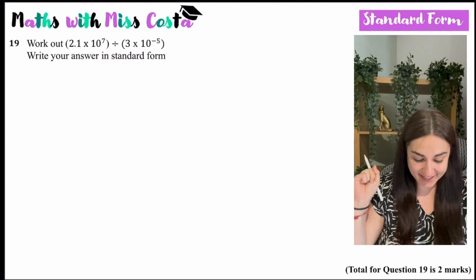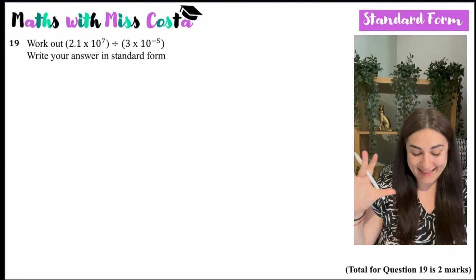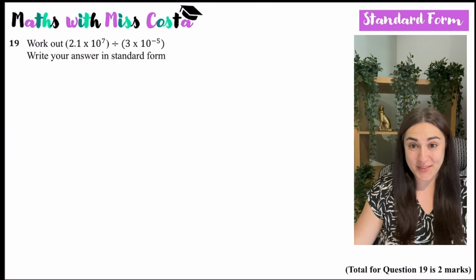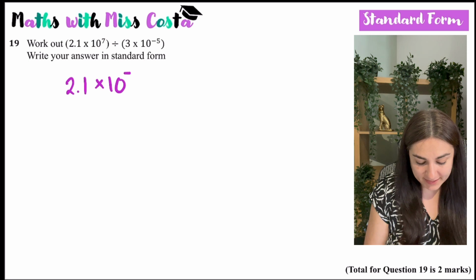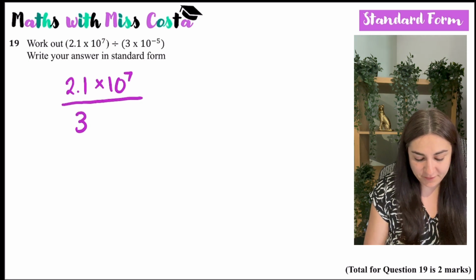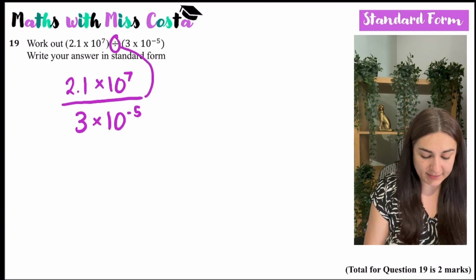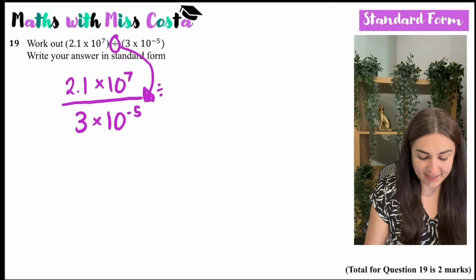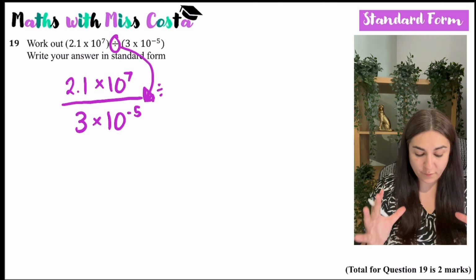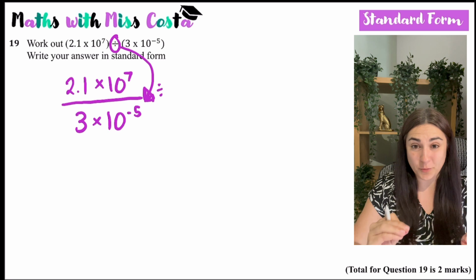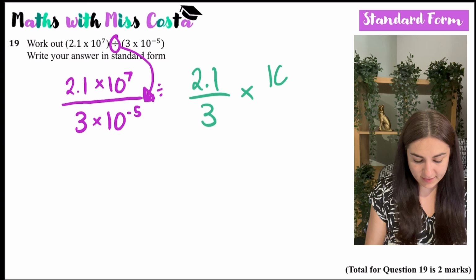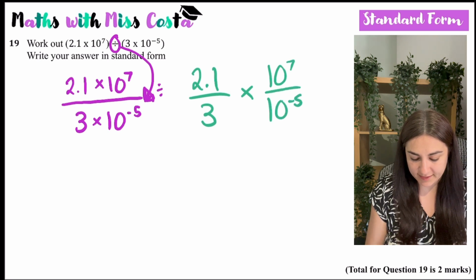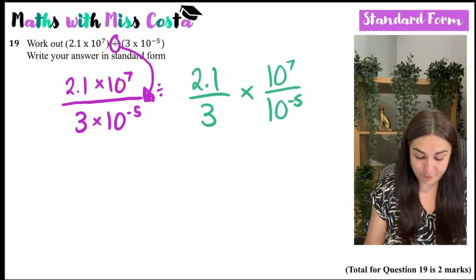Okay, so dealing with standard form, when you've got a question like this, there's a few things that you can do. So 2.1 times by 10 to the power of 7 is being divided by 3 times by 10 to the power of minus 5. Now what we can do, because remember that divide sign is just another way of writing a fraction. When you've got fractions, if their numerators are a product and their denominators are a product, you can separate them. So I could separate that into 2.1 over 3 times by 10 to the power of 7 over 10 to the power of minus 5. And then it just makes it a little bit easier for me to see what I'm doing.